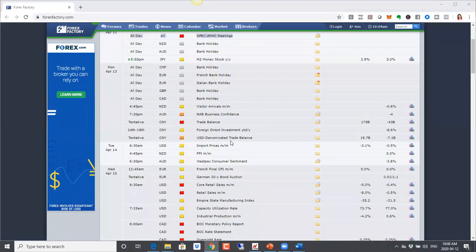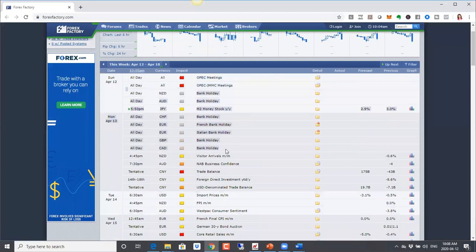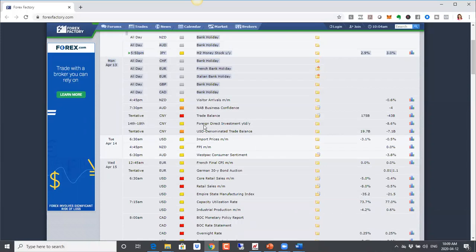And then coming up on Monday, of course, being Easter Monday, it's a bank holiday in a lot of different countries. With China, though, we do have trade balance numbers. With China opening up now, the trade balance numbers are likely to be positive. But if the trade balance number is not as good as expected, we could see a negative impact on Australian dollar and New Zealand dollar, because both of those countries are close trade partners with China. So keep an eye on that.